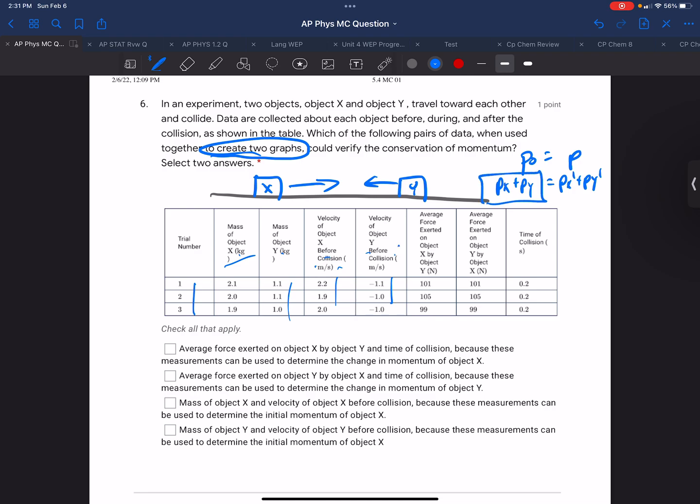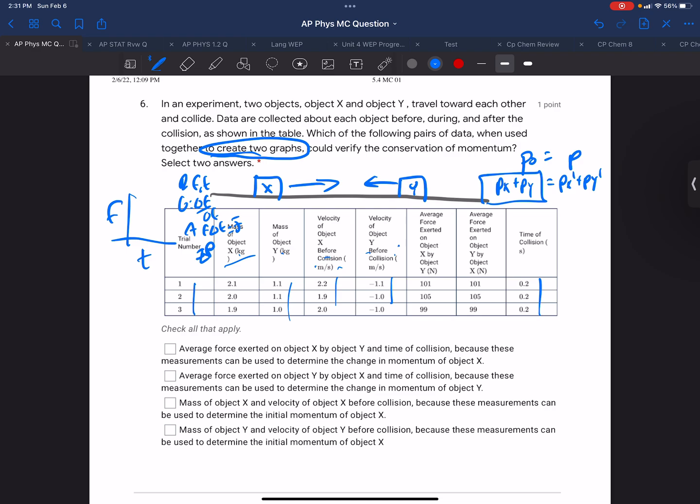The force exerted on x by y and y by x will allow us to determine, if we graph those, force and the time of collision. We can read force and time from that graph. The slope is delta F over delta T, and the area is F delta T, which is the impulse, which is also equal to the change in momentum.